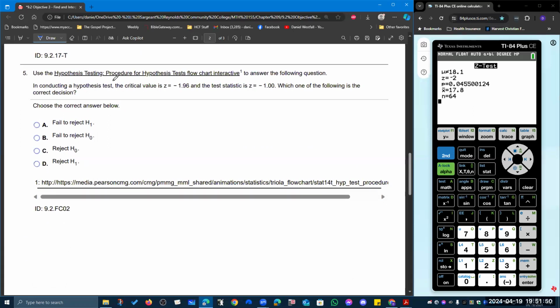Use the hypothesis testing procedure flowchart interactive to answer the following question. We're not going to watch that. You can, but we should be able to answer this question here without watching. In conducting a hypothesis test, the critical value is z equals -1.96, and the test statistic is -1.00. Which of the following is the correct decision? We fail to reject H naught because we are not in the rejection region. We'll draw a picture. Here's -1.96. I would need values that are less than that, more extreme than that. And we had a z value of -1.00, which is not in this rejection region.